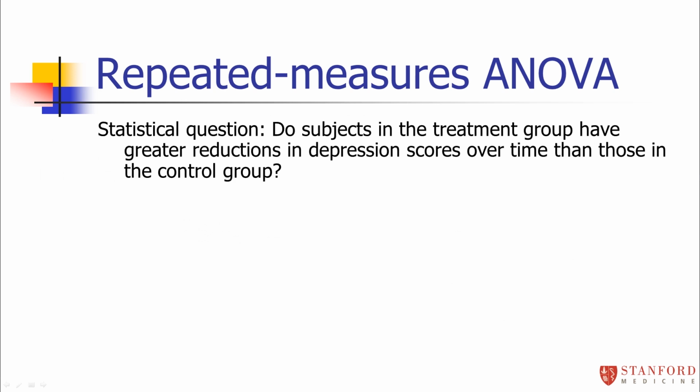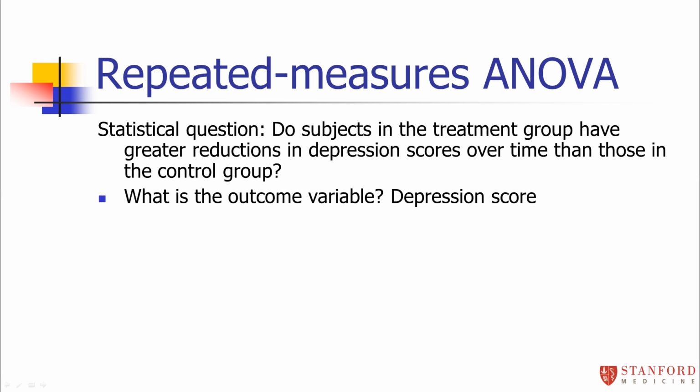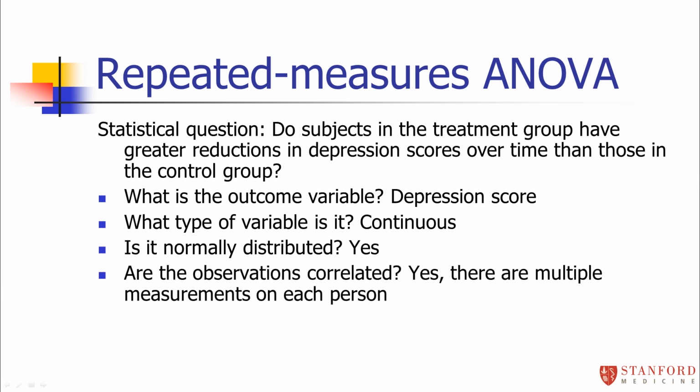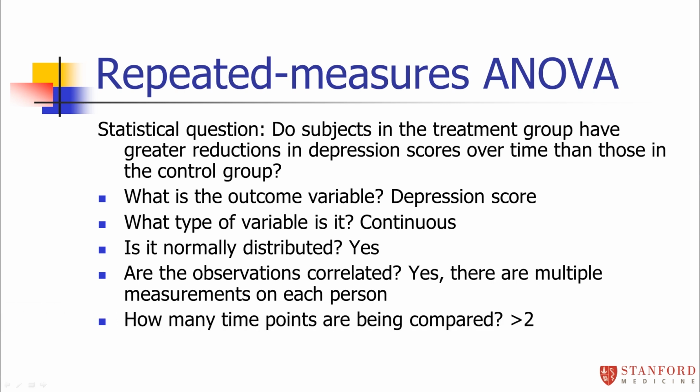So how did I figure out that I needed a repeated measures ANOVA? The statistical question here is, do the subjects in the treatment group have greater reductions in depression scores over time than those in the control group? My outcome variable is depression score. That is a continuous variable, and it is a normally distributed variable, or my sample size here is large enough that it doesn't matter. Are the observations correlated? Yes, I have many measurements on each person, so I have correlated observations. I have more than 2 time points, so a paired t-test will not suffice. I'm going to have to use a repeated measures ANOVA.